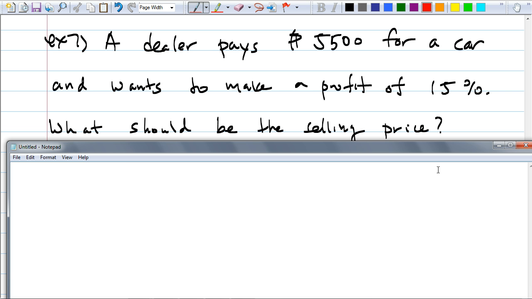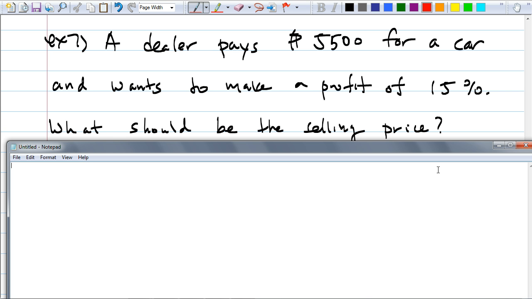Now, let's think about this for a second. What should be the selling price? How many people think the selling price should be more than 5,500? Raise your hand. Okay, how many people think it's going to be less than 5,500? The selling price of the car? No. It'll be more, right? Because if you want to make profit, you're going to have to get more money than 5,500. Now, what is your unknown right now? The selling price? The selling price is correct.